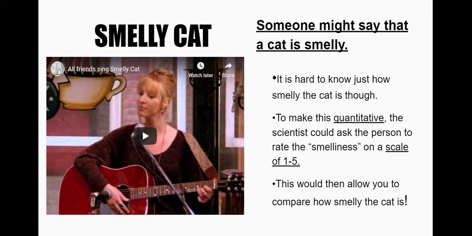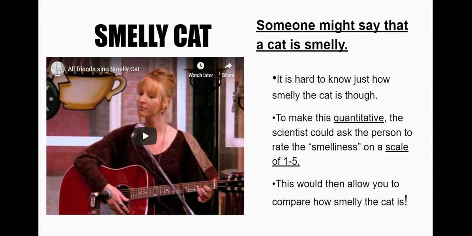So we could rate it on a scale of 1 to 5. We could make it 1 to 10. That's really up to you as the scientist. But again, anything that we make qualitative statements about, we can also make quantitative statements about, just by giving it a simple scale for rating or some other method.